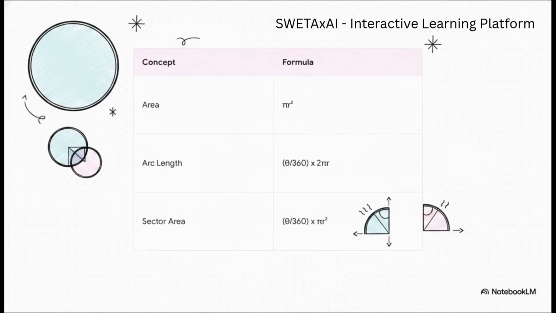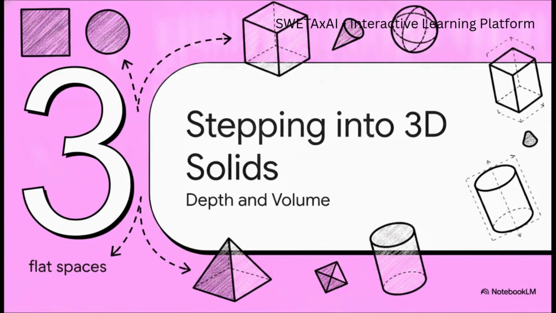Circles, of course, have their own special set of area rules. The total area of a full circle is just pi times the radius squared. But exams love to test you on pieces of a circle. When calculating arc length or sector area, notice that theta over 360 degrees fraction at the start of the formula. Theta is simply the angle at the center of the circle. This formula works perfectly because you are quite literally just taking a fraction out of the full 360-degree circle and multiplying it by your standard circumference or area formula. Super simple.